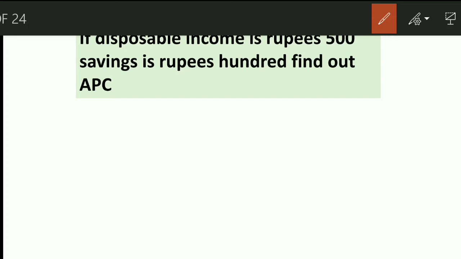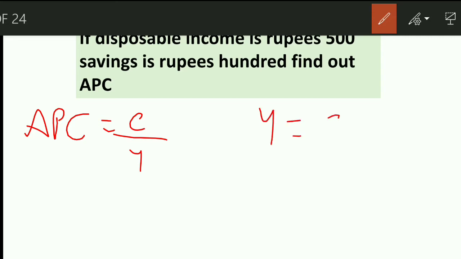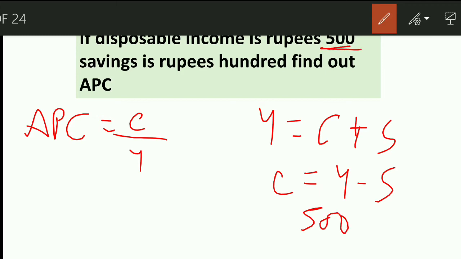is rupees 100, find APC. So disposable income, okay, is given to us as 500 and saving is given to us as 100. We have to find APC. You all know what is APC. APC is equal to C upon Y, total consumption upon total income. And you also know that income is equal to consumption plus saving, right? So from here you can get consumption as income minus saving, isn't it? Right? So income is given to you as 500 over here, right? And saving is given to you as 100 rupees.